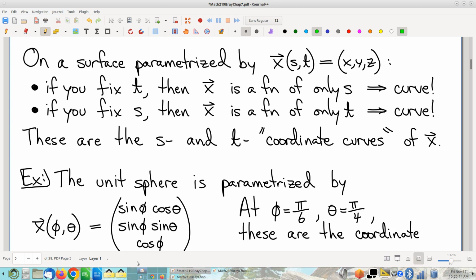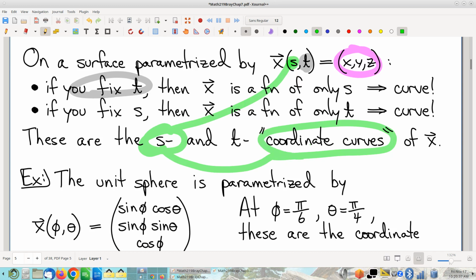So the idea of a coordinate curve is that if you have two variables and you fix one of them, then the result is you have position as a function of, in effect, really only one variable. Right? And position as a function of one parameter is a parametric curve. So as I have it done here, this is the S coordinate curve of that parameterization, where S remains the variable and T is fixed.